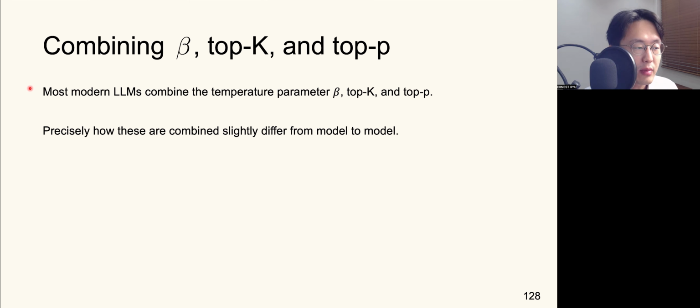So finally, most modern LLMs perform sampling by combining the temperature parameter beta, the top k mechanism, and the top p mechanism. Precisely what it means to combine these 3 mechanisms differs slightly from model to model, but the point is that these 3 mechanisms, which are related but different, are all combined to perform sampling in these modern language models.